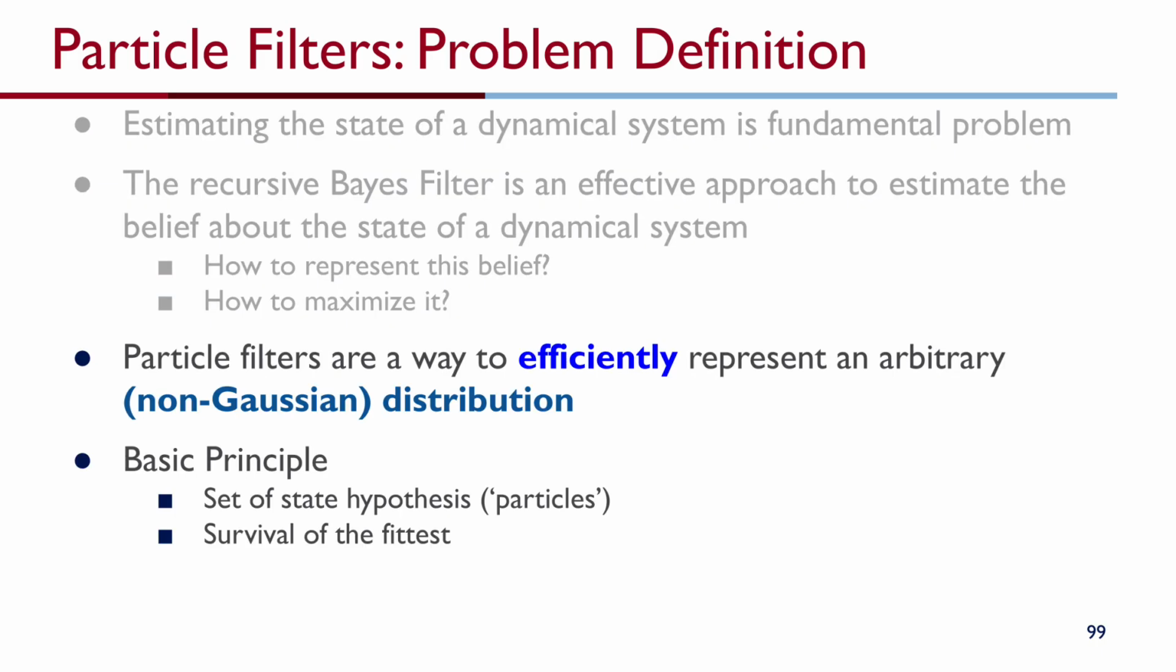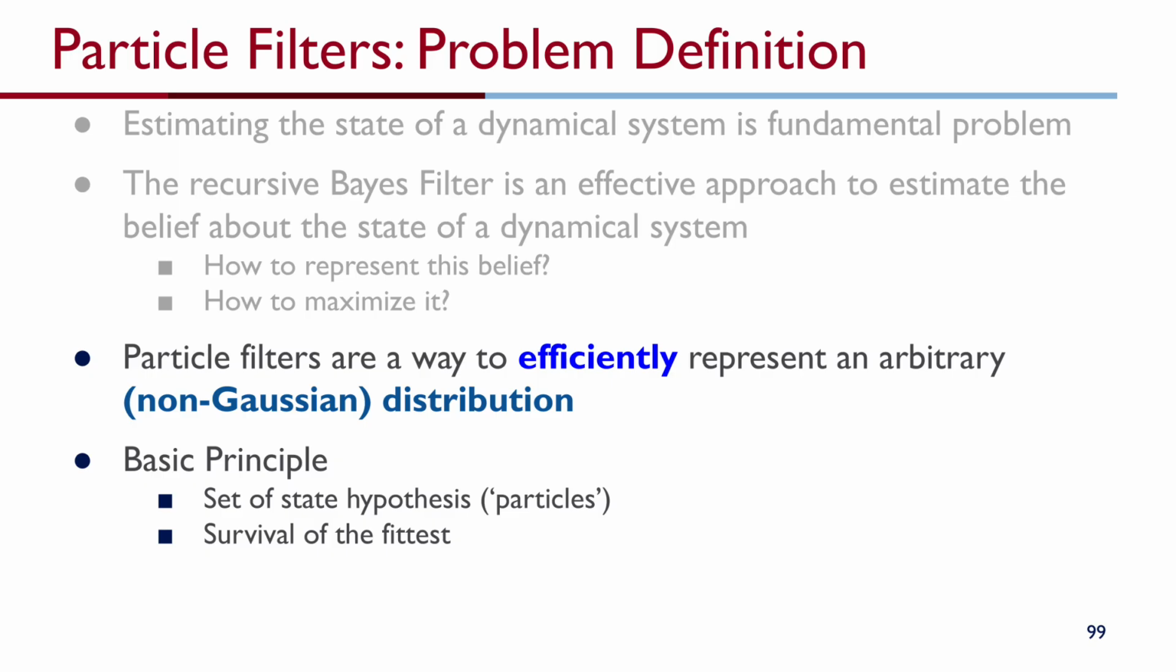Particle filters provide an efficient way to represent an arbitrary and often non-Gaussian belief distribution. In other words, when the belief does not look like a simple bell curve, closed-form analytical methods such as the Kalman filter can no longer be applied. Instead, we approximate the belief using a set of samples called particles, each representing a hypothesis of the system state.